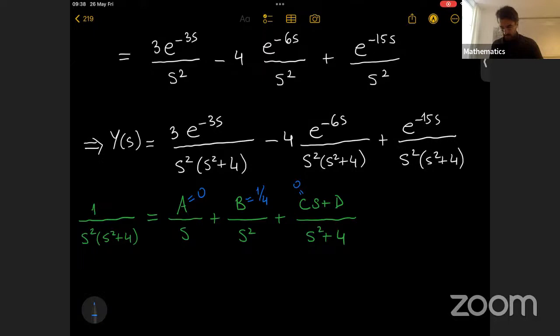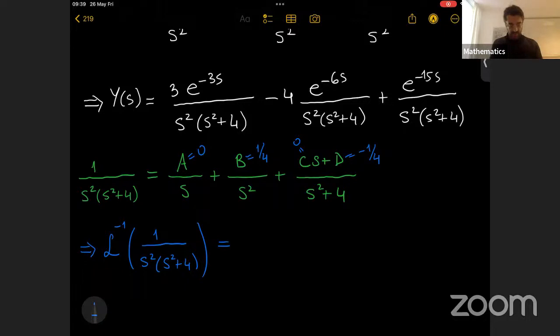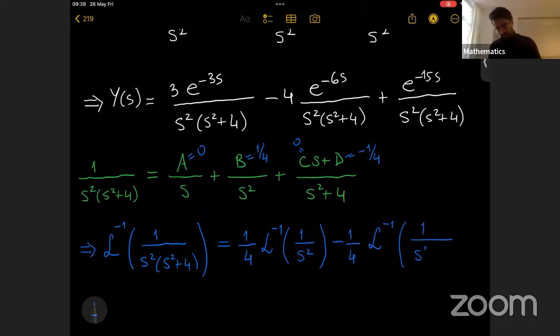C will be 0. Okay. And D is minus 1 over 4. You can check this yourself, which tells you basically the following: the inverse Laplace of 1 over s squared times s squared plus 4 is nothing but, okay, A is 0, we get nothing. B is 1 over 4, so you will get 1 over 4 times the inverse Laplace of 1 over s squared. C is 0, we get nothing again. D is minus 1 over 4, minus 1 over 4 times the inverse Laplace of 1 over s squared plus 4.